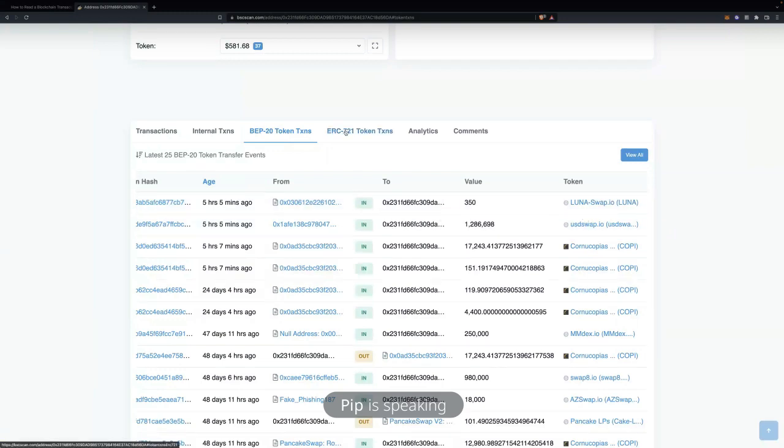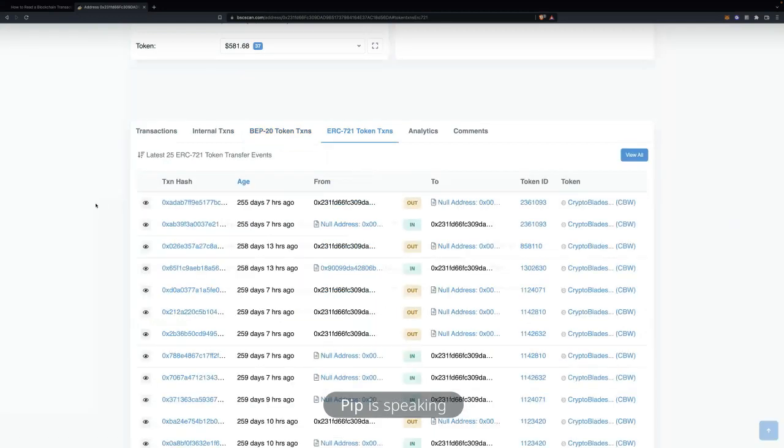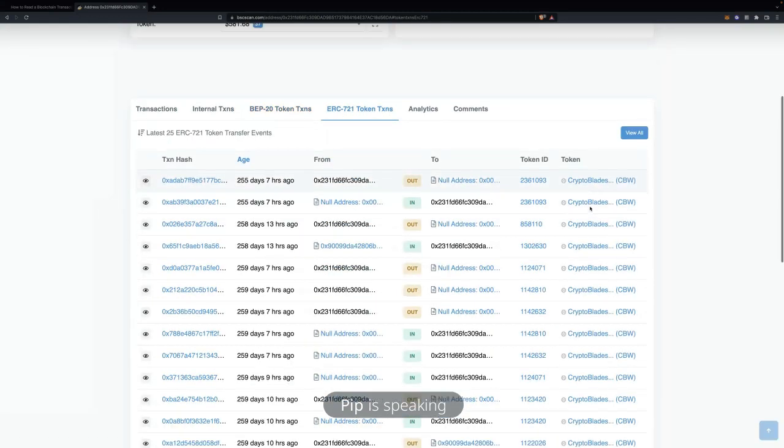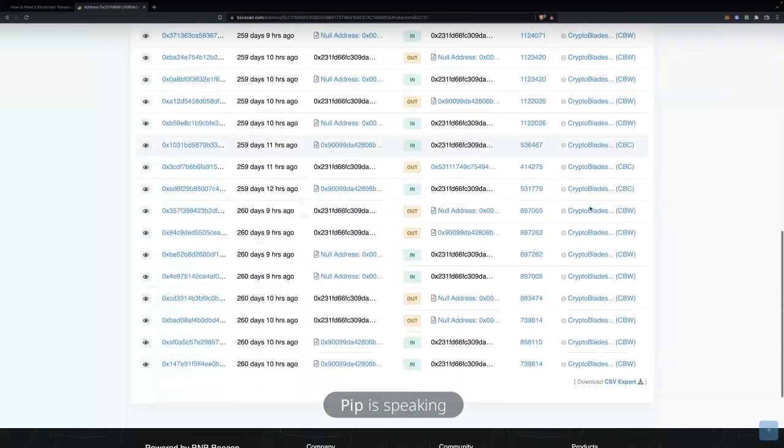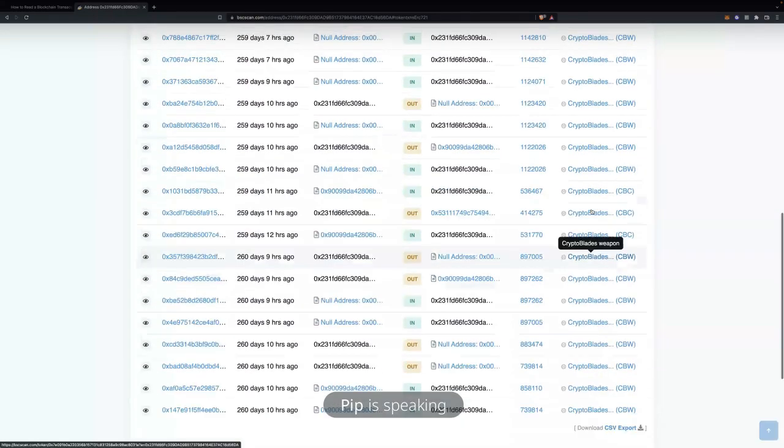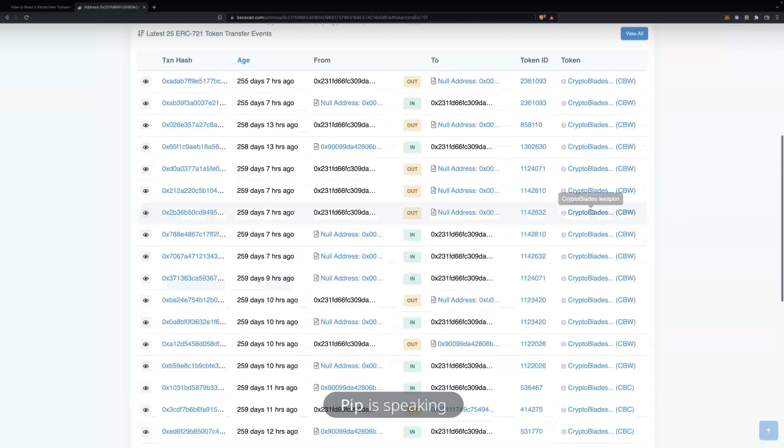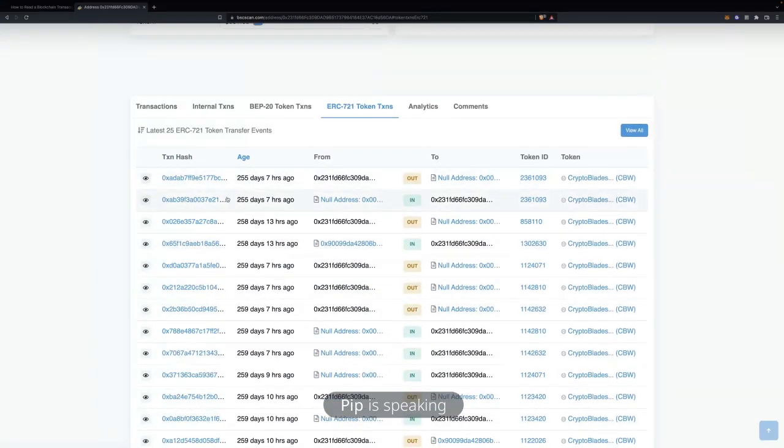What about the next one? ERC 721 tokens transactions. Well, these are beautiful NFTs. So, for example, Crypto Blades is a game. So this particular person must love that game. And whenever you transact buying, selling, or transferring an NFT, non-fungible token, that's what it is, you will see it here.